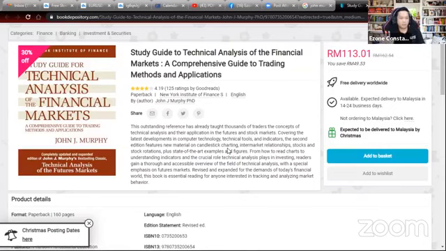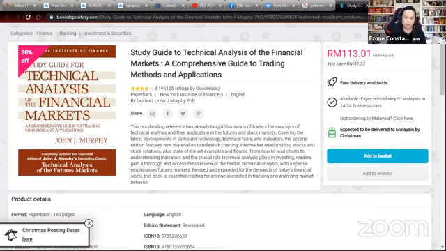As a trader, this must-read book is ranked number 1 for anyone who wants to forecast price movements and learn price forecasting. The answer is this book, Study Guide for Technical Analysis of the Financial Market. It covers 90%. If you want to learn Elliott Wave, it is all inside. So this is the first book that for me is very good. Honestly, it is a good book.